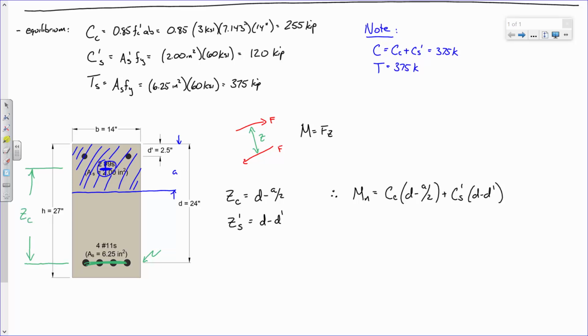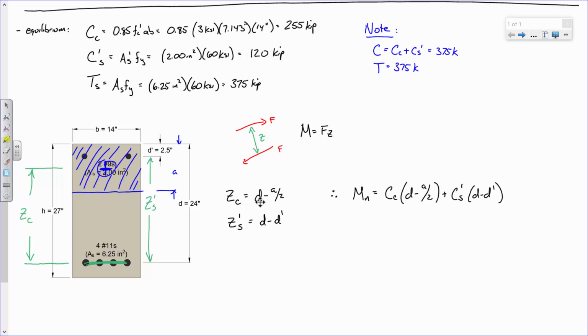So I propose that this distance right here is Zc, from the center of the tension force to the center of that compression force. And this distance right here, from here to here, that's Zs', because I'm summing moments here. So it's this blue force times that moment arm plus whatever is in this compression steel times that moment arm.